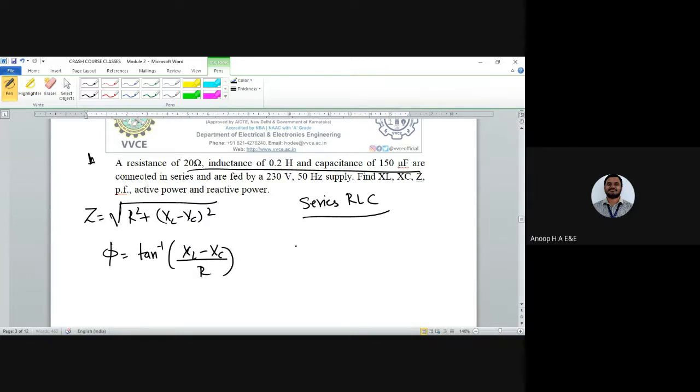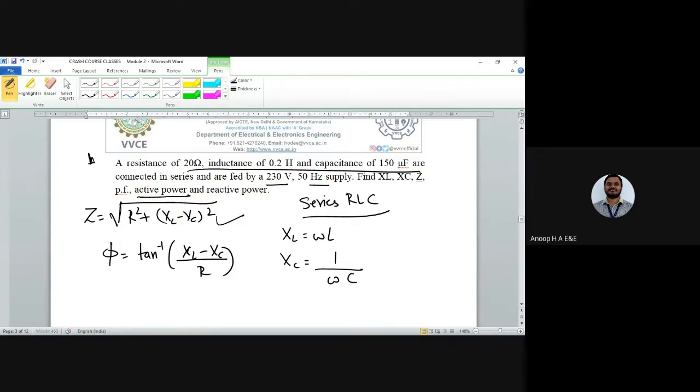Okay, so XL and XC are called the inductive reactance and the capacitive reactance, and it is fed by 230 V and 50 hertz. So XL is omega L, XC would be 1 divided by omega C. Z would be root of R squared plus (XL minus XC) the whole squared.